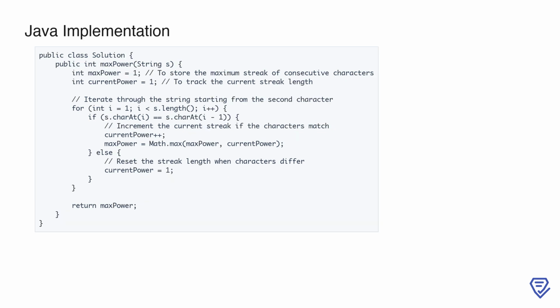This is the Java implementation of the LeetCode problem number 1446, Consecutive Characters. The logic mirrors the provided Python solution, where we iterate through the string to calculate the maximum streak of consecutive identical characters. Key differences include the use of Java's charAt for character access and Math.max for updating the maximum streak. The implementation is concise and adheres to Java conventions, such as explicit type declarations.